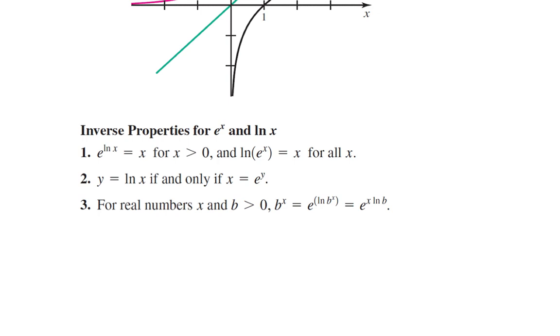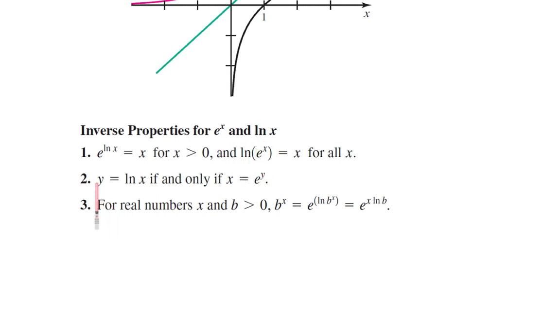Some previous knowledge, just bringing it forward again, is that e raised to the natural log of x is equal to x all day long for x greater than 0. And the natural log of e to the x is equal to x for all x. Now, this is for e to the x and the natural log of x. This will work for base b to the x and the log base b of x.